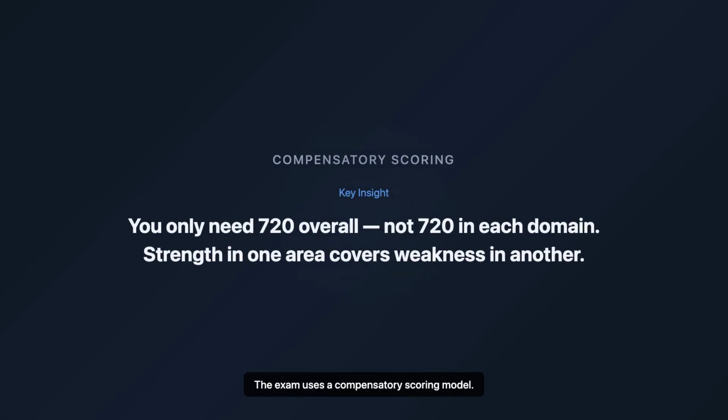Now here's something that should take pressure off you. The exam uses a compensatory scoring model. You do not need to pass each domain individually, you need 720 overall, period. Think of a decathlon, not a triathlon-style event where you must clear each leg. You can stumble in javelin if you crush the sprints. Only the total medal count matters. So if security and governance is your weakest area, that's fine. Strong performance on ingestion can carry you across the line.